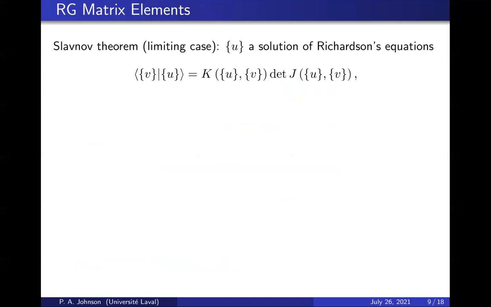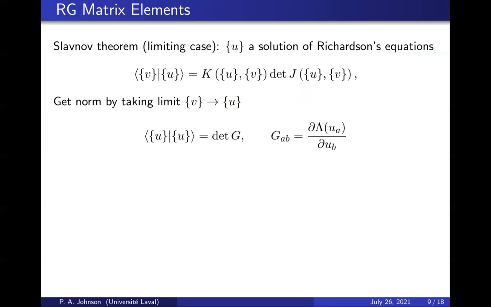Once you have one eigenvector, what you would need to evaluate the energy of a physical Hamiltonian is its expectation value. So the scalar products are easy. There is a known theorem that says that it is a determinant of a specific matrix scaled by a function of the sets U and V. You can find the norm of this state very easily by taking the limit as the sets are the same. It is a determinant of a matrix that has a physical interpretation.